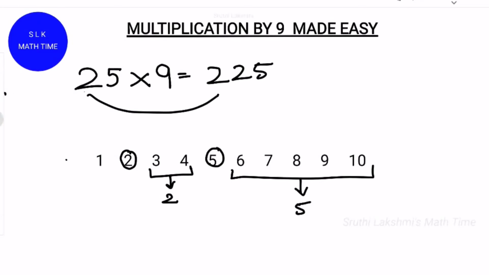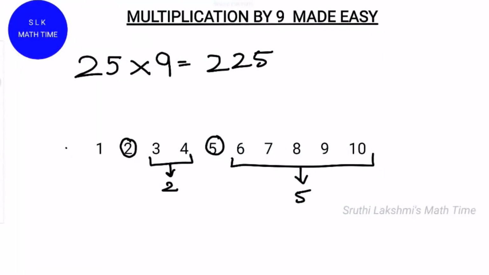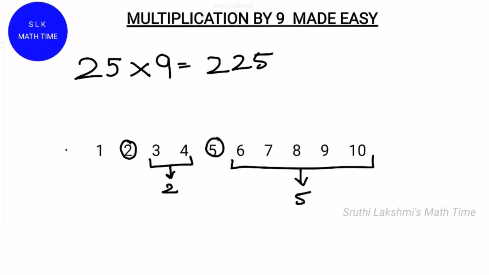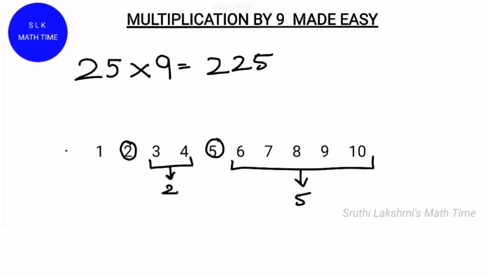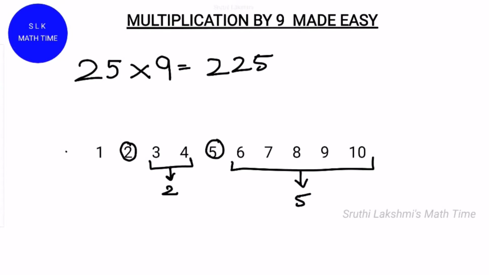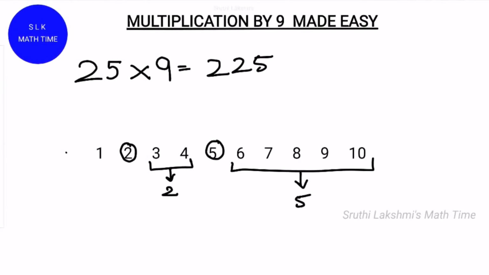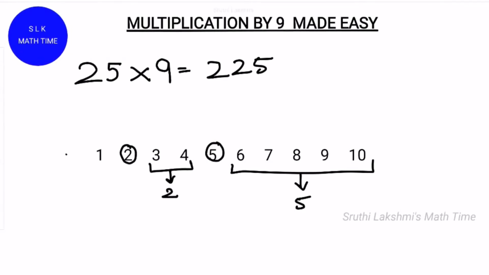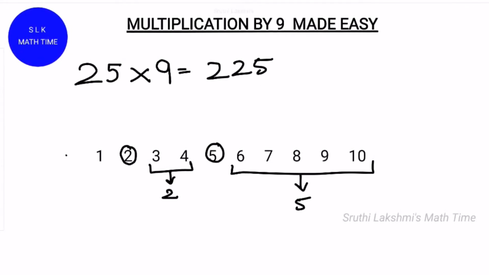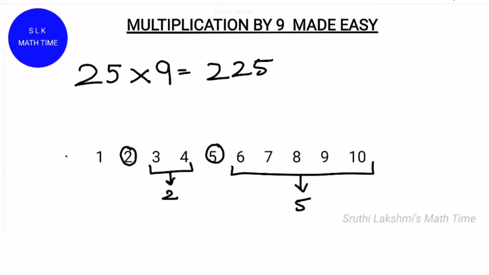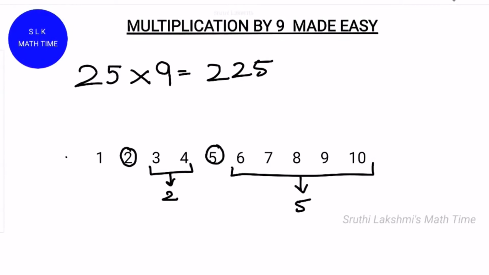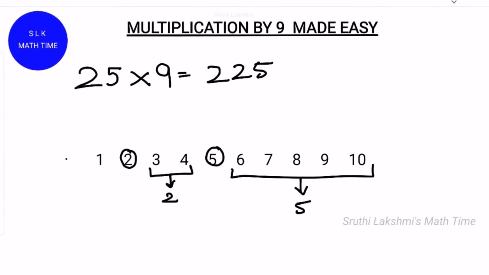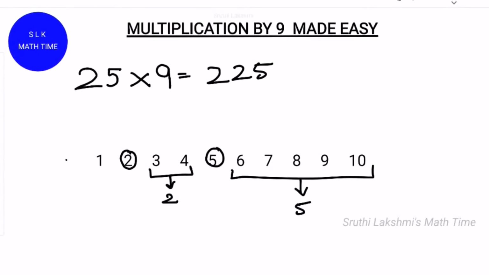Isn't this method so easy? You could also apply this method on your fingers. So, first fill the second finger and the fifth finger, and next see how many fingers are there between the second and the fifth finger, which is 2. Next find how many fingers are there after the last finger. So there's 5. So this is how we can apply this method by using our hands.